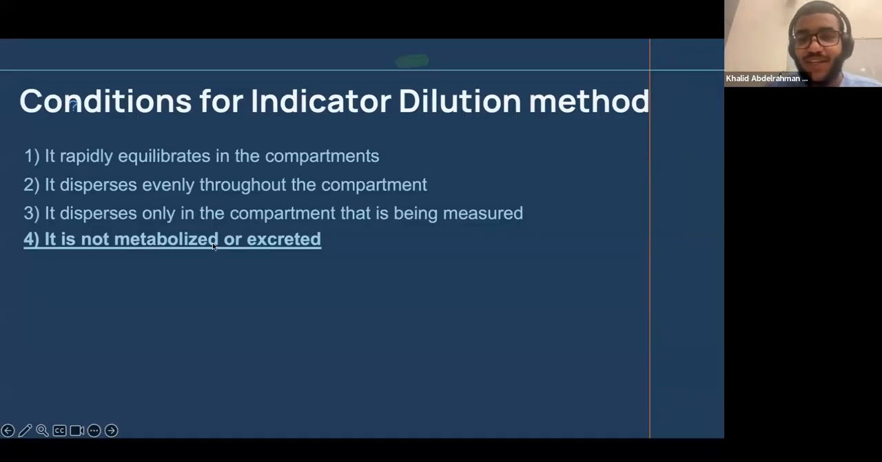Now this fourth point has been asked about 2 times before, so he might repeat it. So he'll tell you the indicator should fall under which of these categories in order for it to be efficient. And one of the options would be either it's not metabolized or it's not excreted. Okay, so this is how a question on this will come.